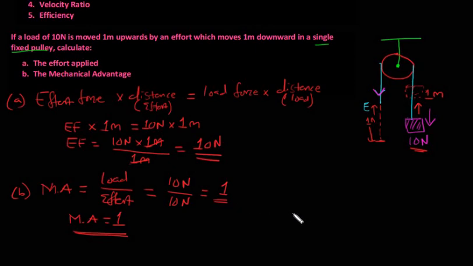We're going to look into other examples of mechanical advantage and how to find velocity ratio and efficiency in part 4 and part 5 of this tutorial.